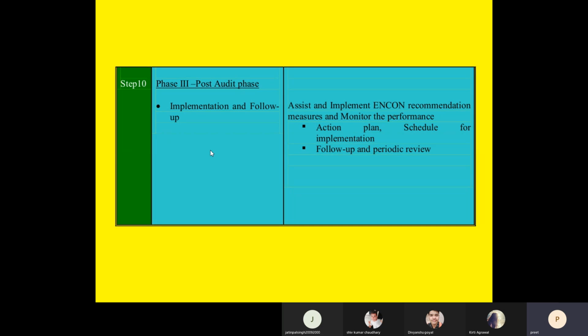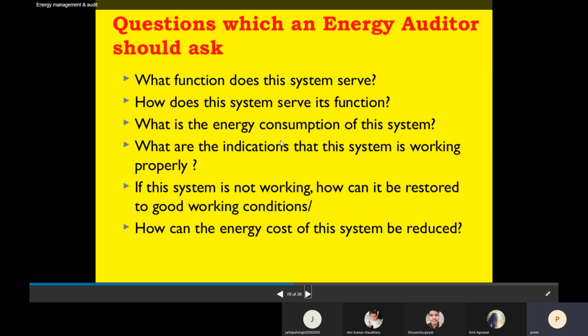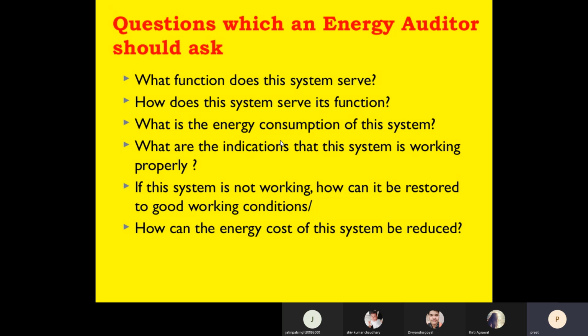The final result it will bring is that it will lead you to assist in implementation of recommended measures and monitor the performance. Action plans, schedule for implementation, follow up, and periodic review come under the purpose of step 10. So that was all about your third type of energy audit.